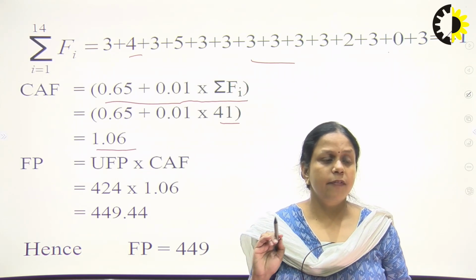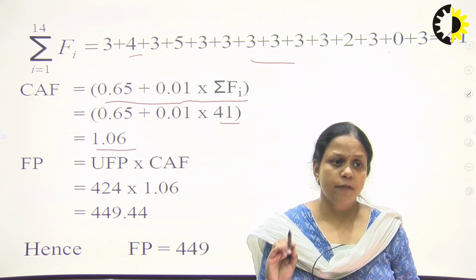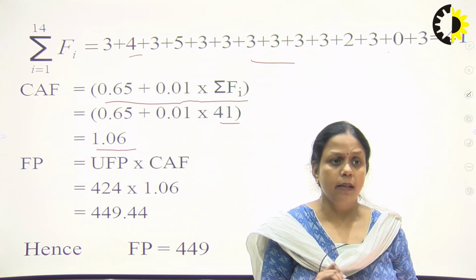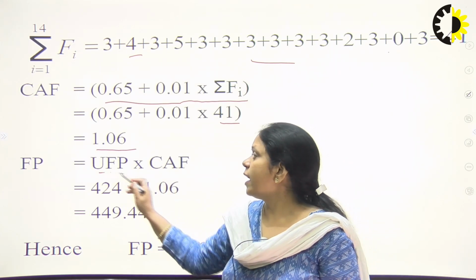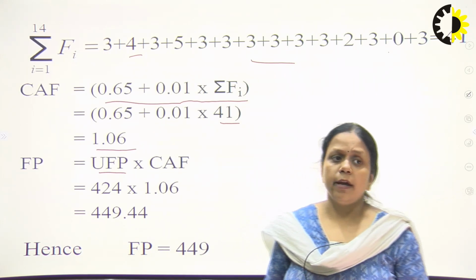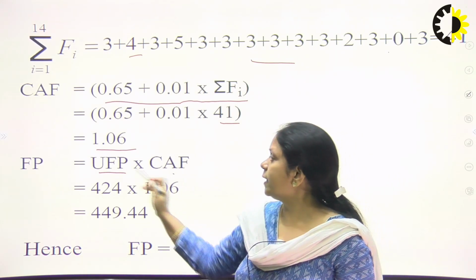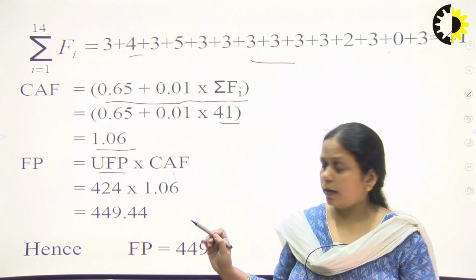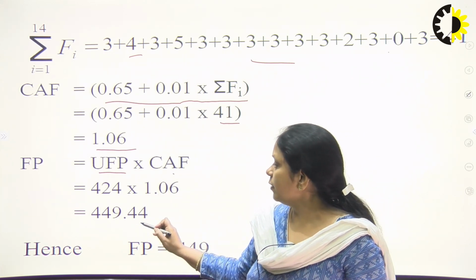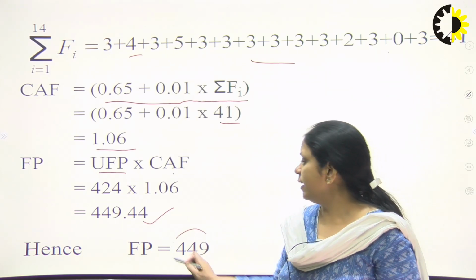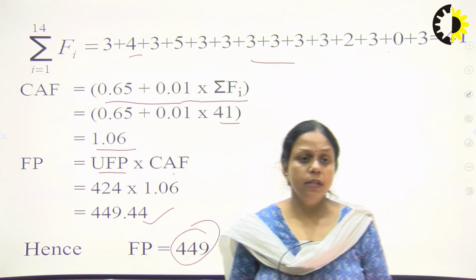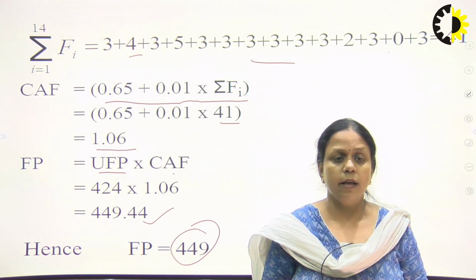So when we find out the complexity adjustment factor, we will multiply this with the unadjusted function point. We have already calculated the unadjusted function point, and then we will multiply these two terms with each other. Then the answer is 449.44. So this is the final function point. So in this way, you can calculate the function point.